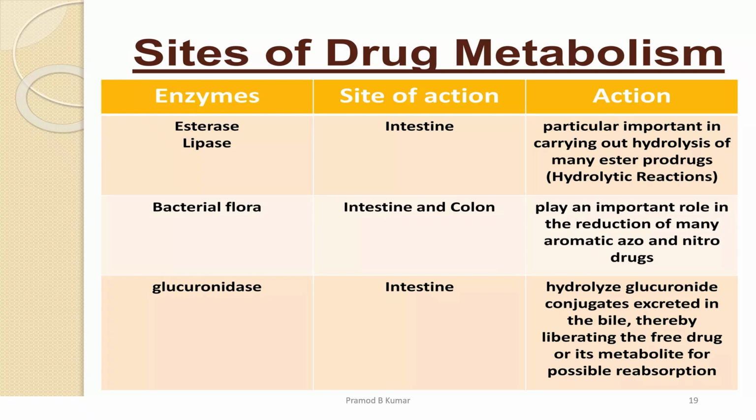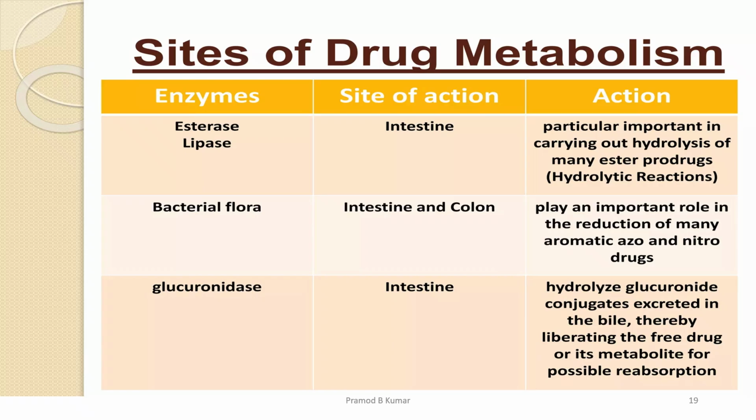So the enzymes esterase and lipase, which are present in your intestine, are involved in carrying out hydrolysis of many esters, basically in your prodrug approach. Bacterial flora enzymes, which are present in intestine and colon, play an important role in reduction of many aromatic azo and nitro compounds. So they are present in the bacterial flora of intestine and colon.